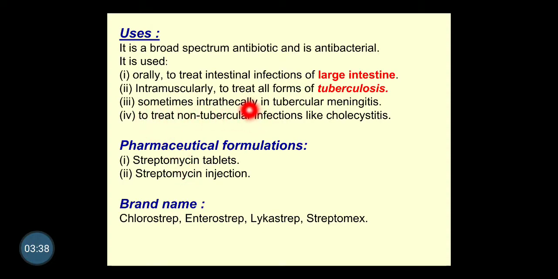Sometimes it is given intrathecally, meaning it is injected into the spinal cord. For tubercular meningitis, when tubercular infection reaches the meninges and causes tubercular meningitis, the drug is directly administered into the spinal cord, and that is called intrathecal administration. So streptomycin can be used for the treatment of tubercular meningitis. It is also used in the treatment of non-tubercular infections like cholecystitis, a hepatobiliary obstruction type of infection, which concerns the liver and biliary duct.